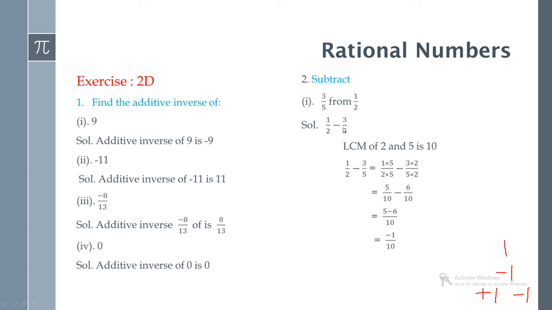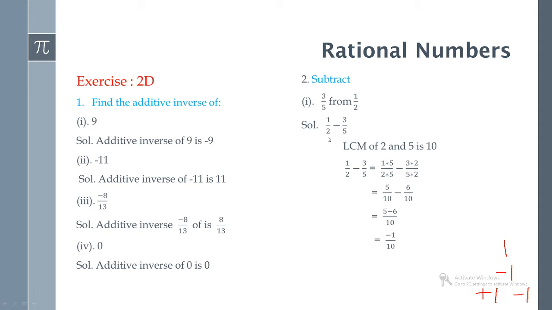For example, you have taken a book from your friend. Your friend has the priority to give the book first. If he has given the book, then only you will have the book to complete your notes. In the same way, you have taken the book from your friend, so your friend is the first priority. So here, in the same way, 1 by 2 minus 3 by 5.